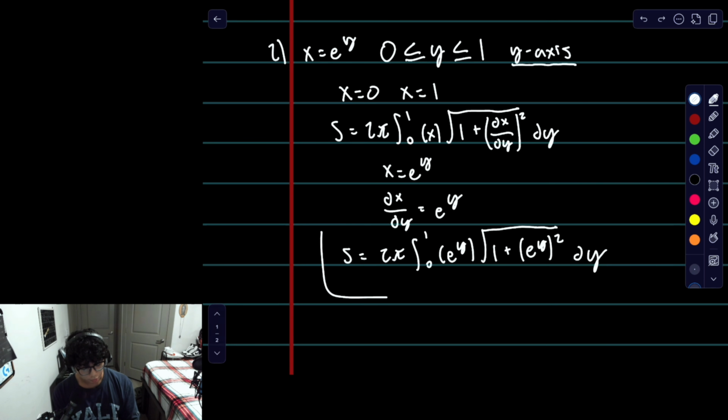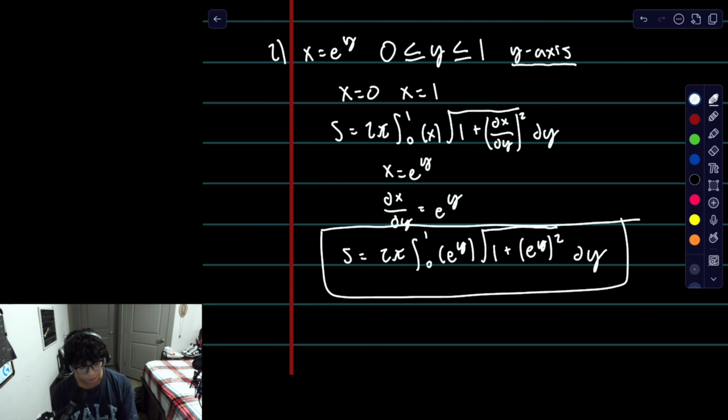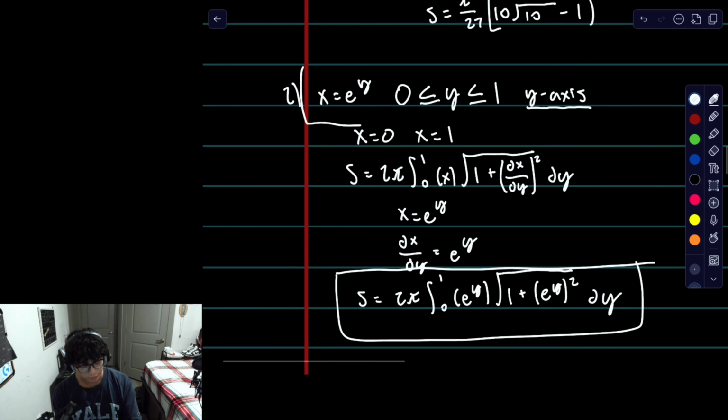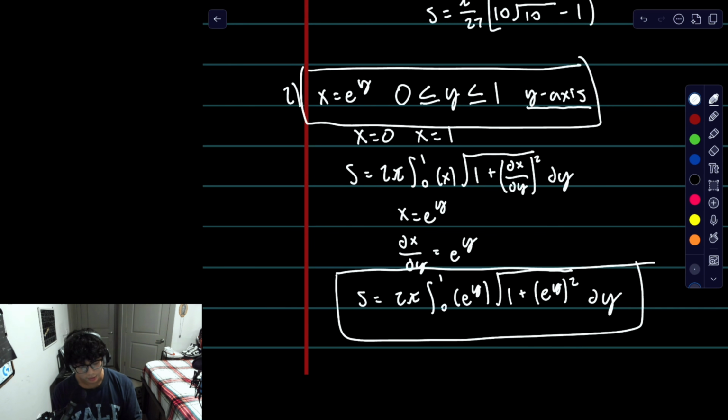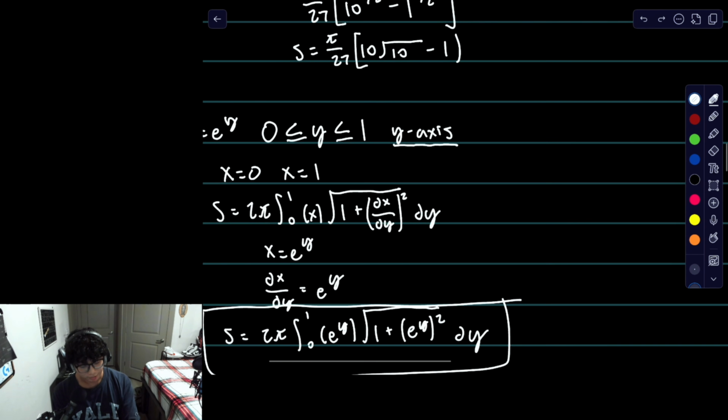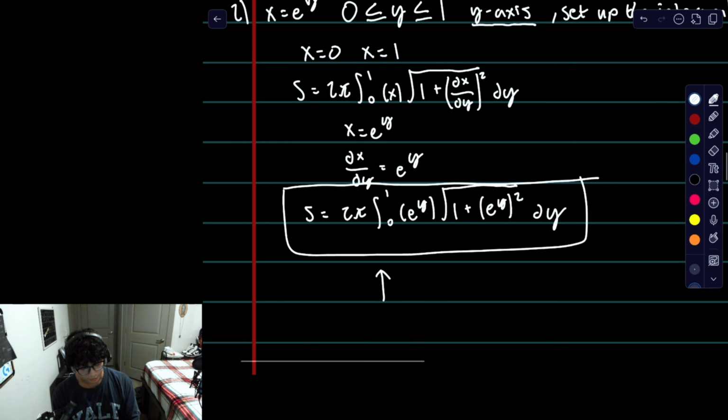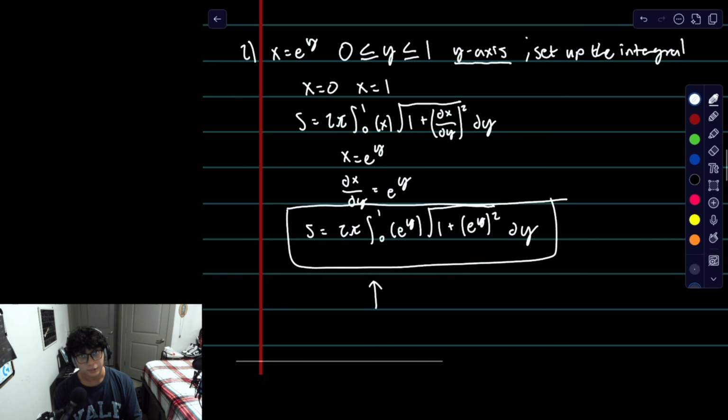Now this is one of those problems where all you have to do is set up the integral, so if you paused and tried to solve it, I apologize if it took you really long or if you just couldn't figure it out, but I may have forgotten to say set up the integral. So this would be a valid answer when just setting up the integral, but hopefully you get the idea of surface area, and thank you for watching.